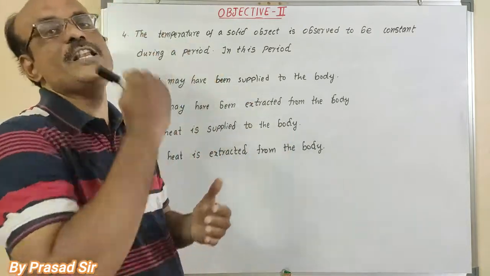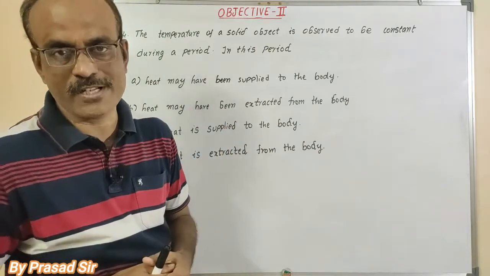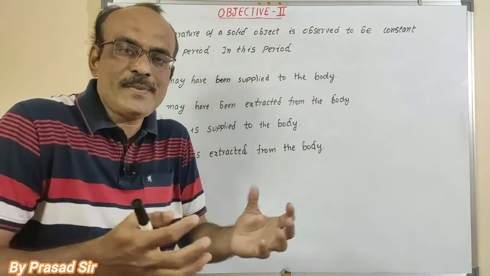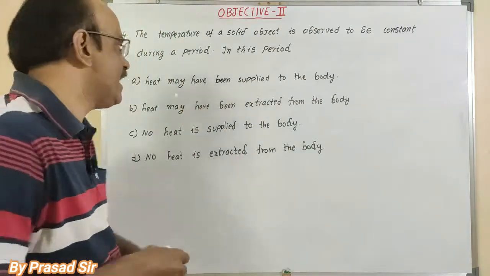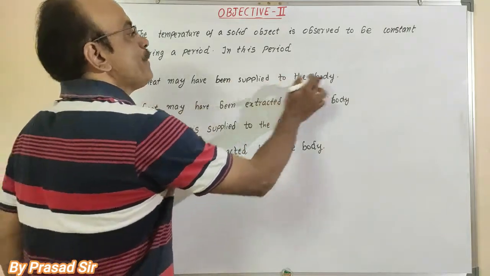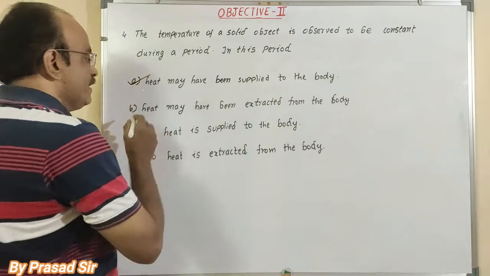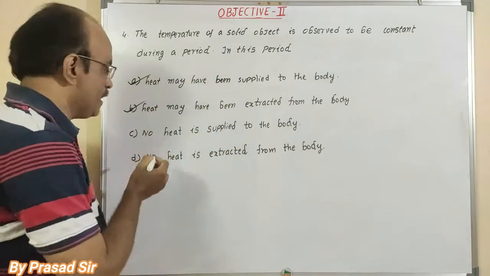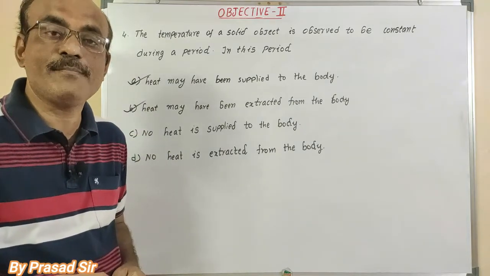Heat is continuously being supplied even though the temperature remains constant. During that time, some amount of heat may be extracted. So what are the correct options here? Heat may have been supplied to the body. We are giving the heat continuously. And heat may have been extracted from the body. That is also possible. But C and D are not possible. This is the solution for question number 4.